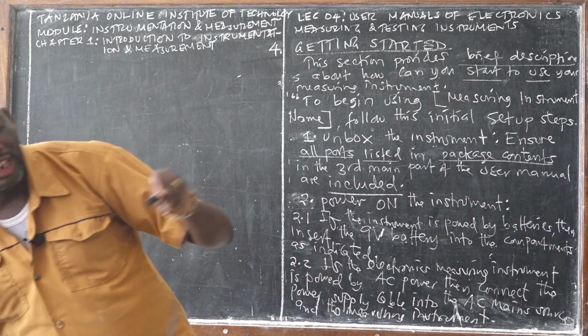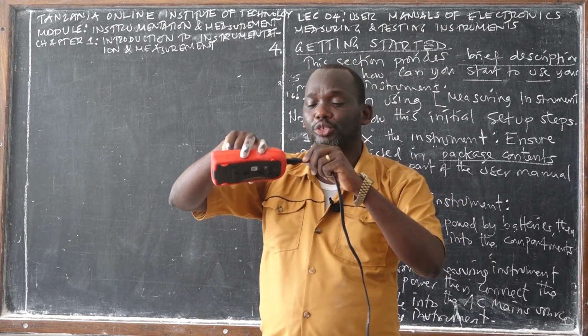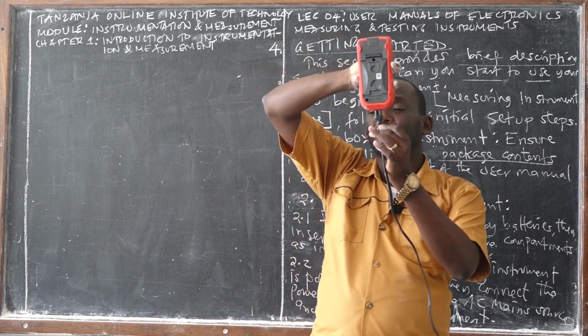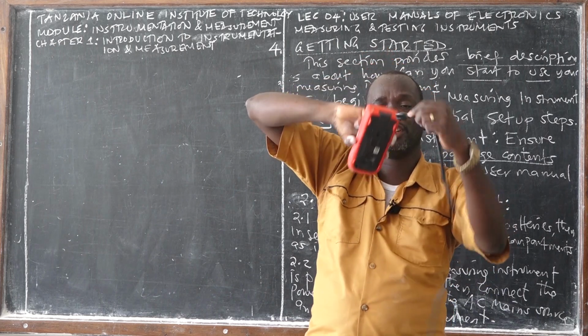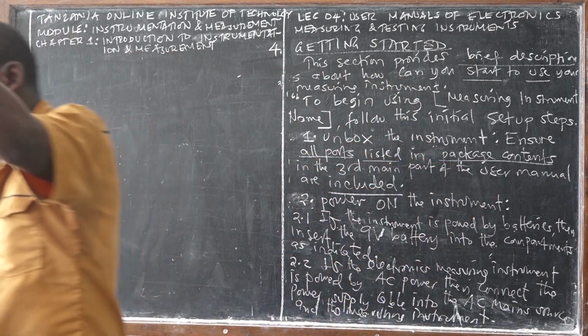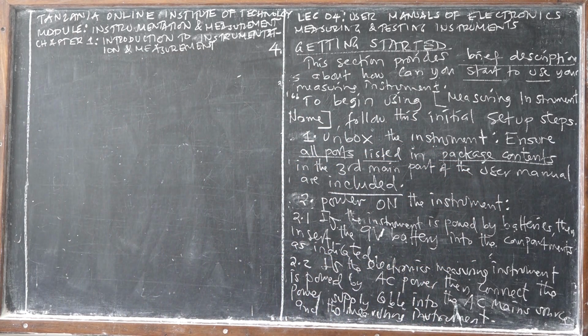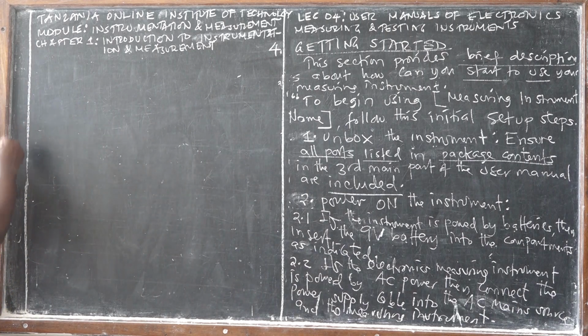For instance, if this is the power supply cable, then you'll find in that measuring instrument whether in this position you have the place to plug, or in this position, or in this position. Are we together? Then from there, you have already connected your measuring instrument into the power source. Okay, class? We are still in the first step, getting started.